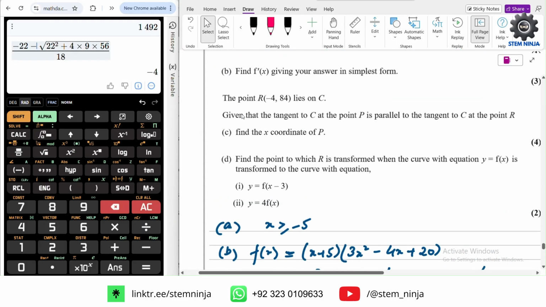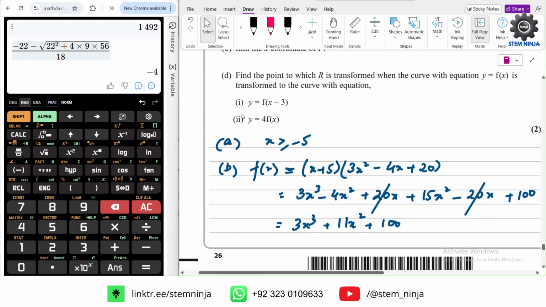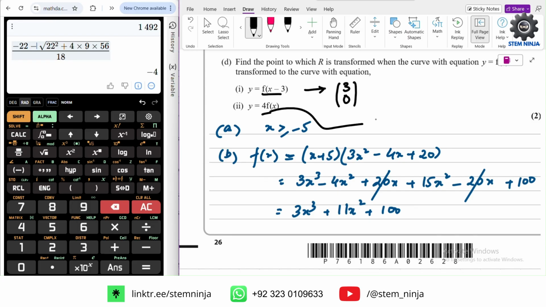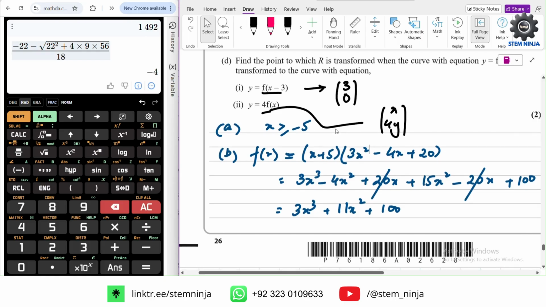Find the point to which R is transformed when the curve with the equation y equals f of x is transformed to the curve with equation y equals f of x minus 3. Okay, so this is a horizontal translation, which can be written as the vector (3, 0), and for 4 f of x, whatever this is will be transformed this way. The y value will be transformed this way.